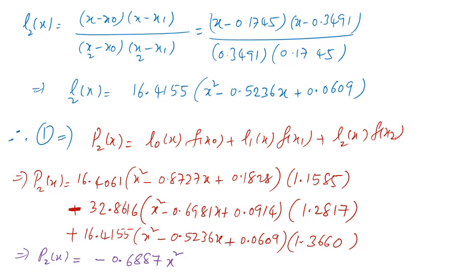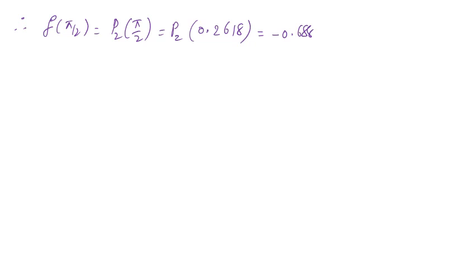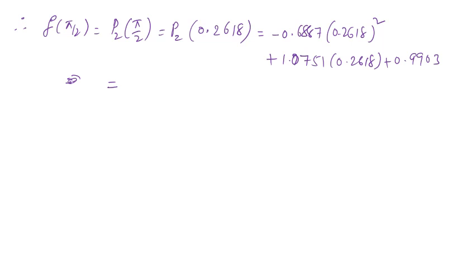And finally p2 of x after simplification is minus 0.6887 x square plus 1.0751x plus 0.9903, the required quadratic polynomial. And hence find, what is the question? Therefore f of pi by 12 is nothing but p2 of pi by 12, that is nothing but p2 of 0.2618. Substitute pi value 3.14, and this is equal to minus 0.6887 times 0.2618 square plus 1.0751 into 0.2618 plus 0.9903.